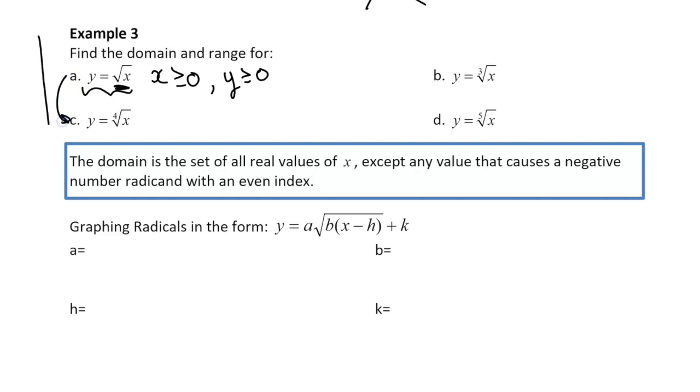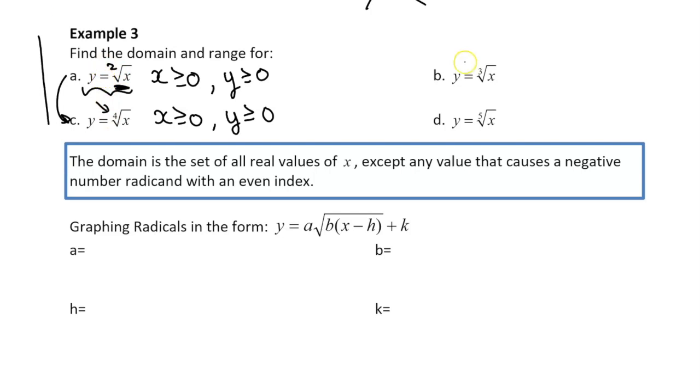And let's actually skip straight to c. Let's do c next, and we want to do c next because it's also an even radicand. And because of that, it's actually going to have the exact same characteristics. It would only be defined if x is greater than or equal to 0. Likewise, it would only produce outputs that are greater than or equal to 0. So when you have an even index, hopefully you can see the pattern of what's happening there.